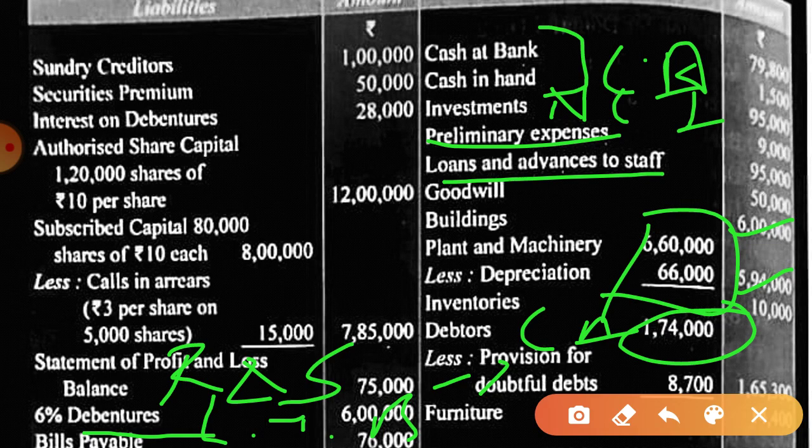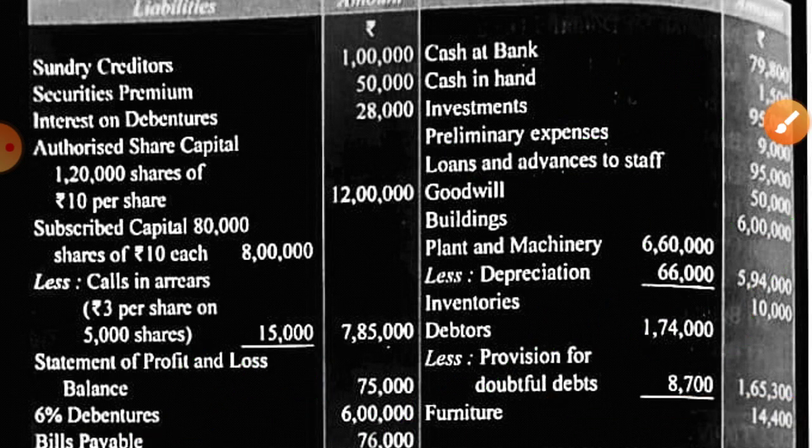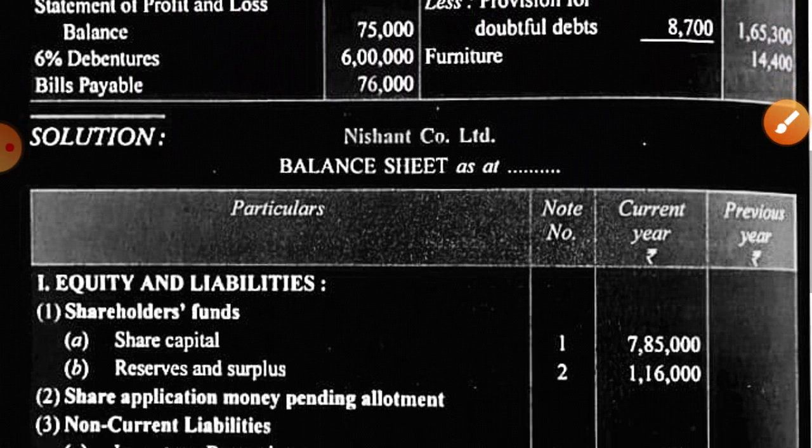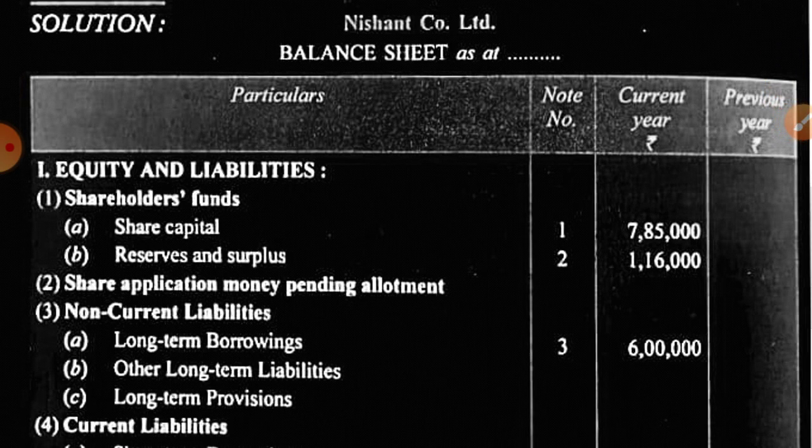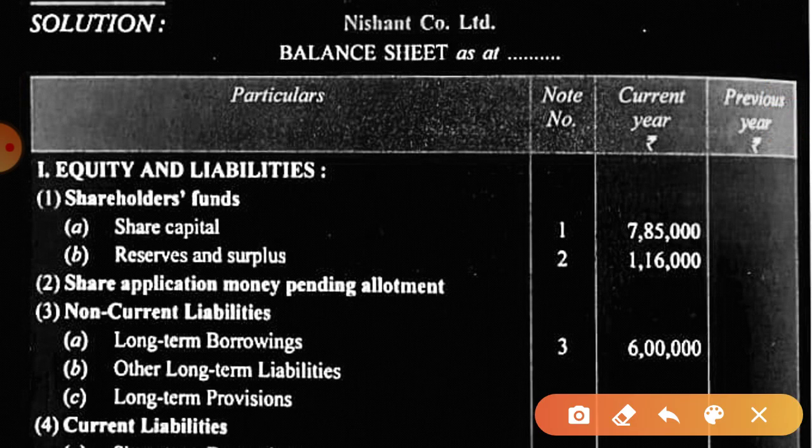Okay, entirely 1,74,000 will be shown, and this provision will be shown on the equity and liability side. Under which subhead? Short-term provisions. Is this clear? And what will be the head? Current liabilities. Then furniture is a fixed asset. Okay, so this is the presentation of the balance sheet.